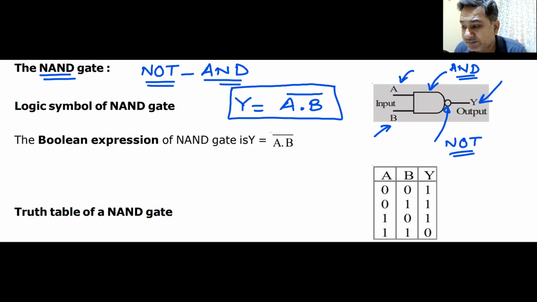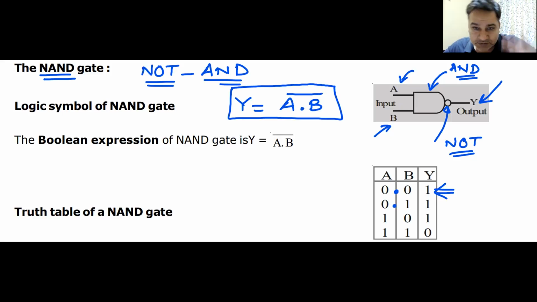Do we understand this? Yes, sir. So its output will be ulta of A dot B. Its output will be the reverse of A dot B. And this is the truth table. 0 and 0: we have to first multiply 0 and 0, so you will get 0. But then you have to invert that 0, so you get 1. Do we understand this? Yes, sir.